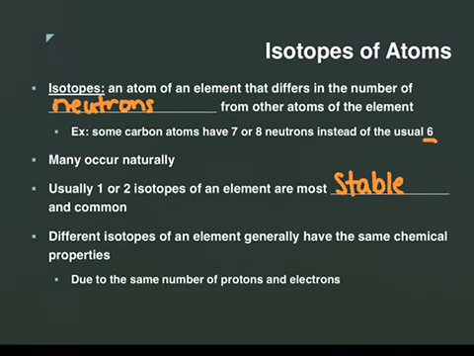Different isotopes of an element will generally have similar chemical properties because they have the same number of protons and electrons. The only really big thing that'll be different is their mass.